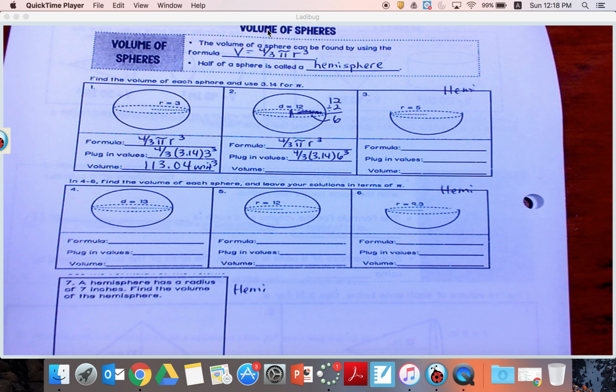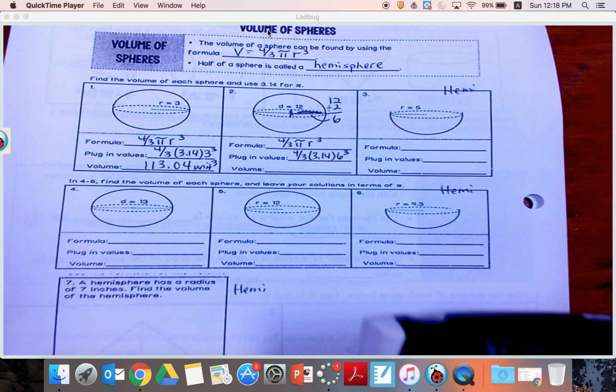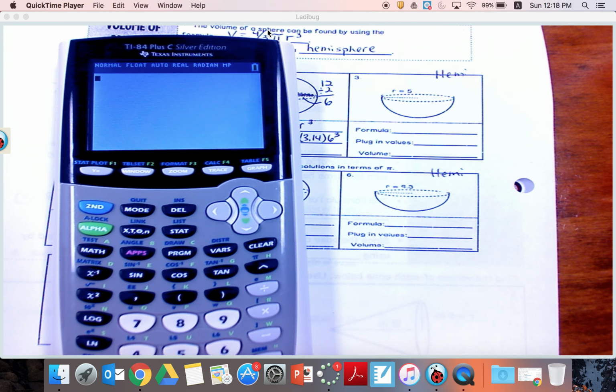I'm not going to use 12. If I use 12, I have too big of units for what I need. I'm not going to get the correct answer. So I just put those values back in my calculator.